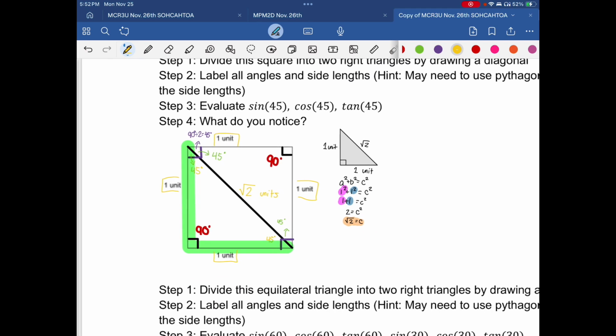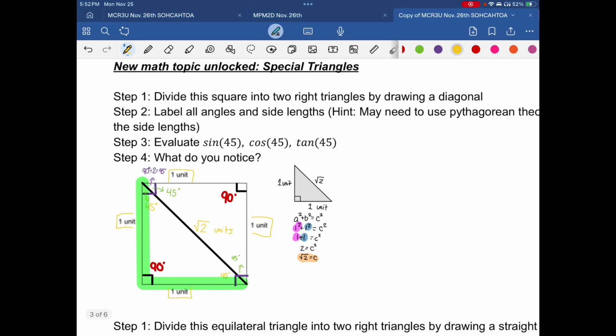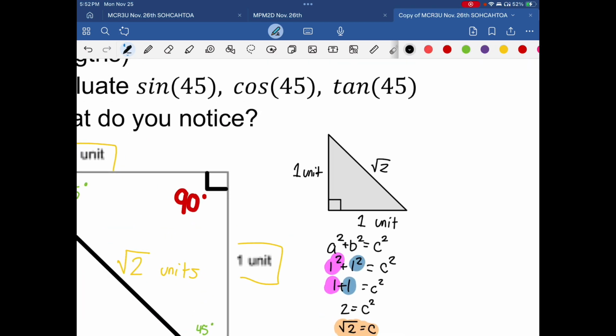Amazing. Okay, now let's see. We did step 1, divided the square into two right triangles. Yup. Label all angles and side lengths. Oh, let me show you what I know on my little triangle. 45, 45. Amazing. I have labeled everything I need to know.